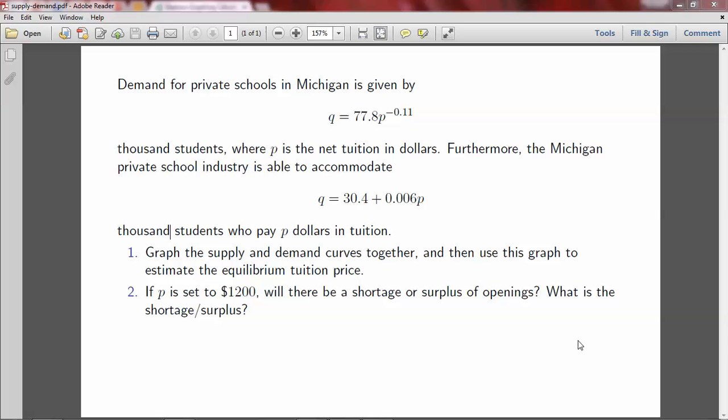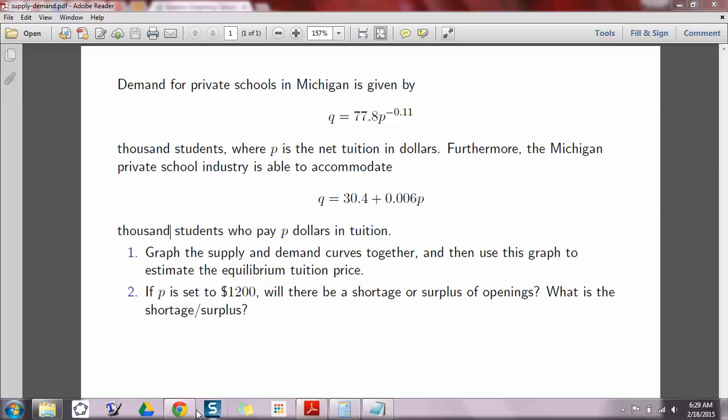So the first thing that we're asked to do is find the equilibrium tuition price. So find the exact tuition that will neither give a surplus nor a shortage of openings. And we're going to do this graphically. So we want to graph the supply and demand curves together. And then, of course, we're going to look for the intersection point of these curves. And that will give us the equilibrium tuition price.